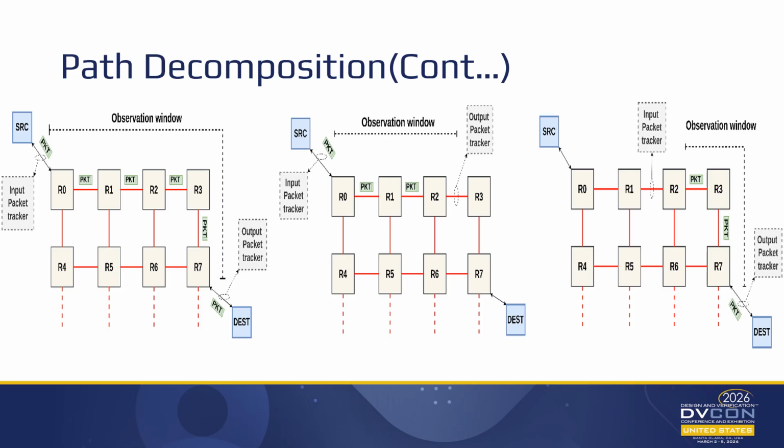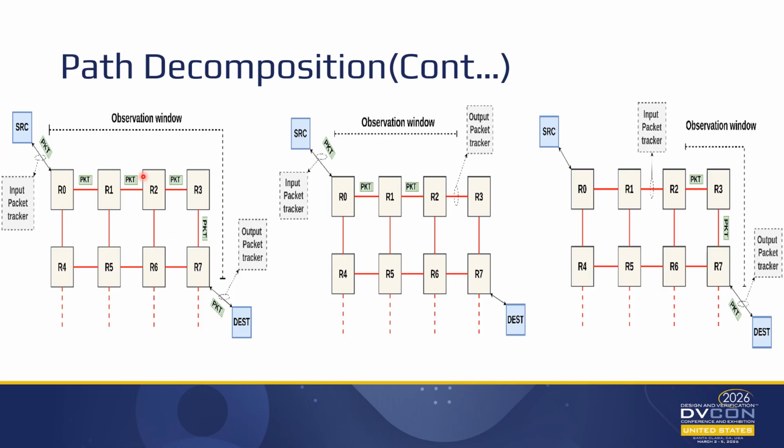So let's see an example where we use this path decomposition technique to scale a four hop path into two hop subpaths. Here we have the source router R0 and the destination router R7. The path that we predicted in this specific routing would be R0 to R1 to R2 to R3 to R7. So we know this is a four hop path, and generally using just the packet tracker technique, it would take up to weeks of computation power.